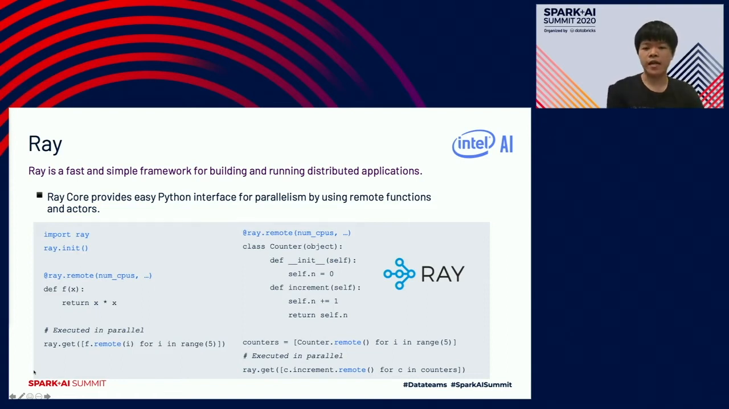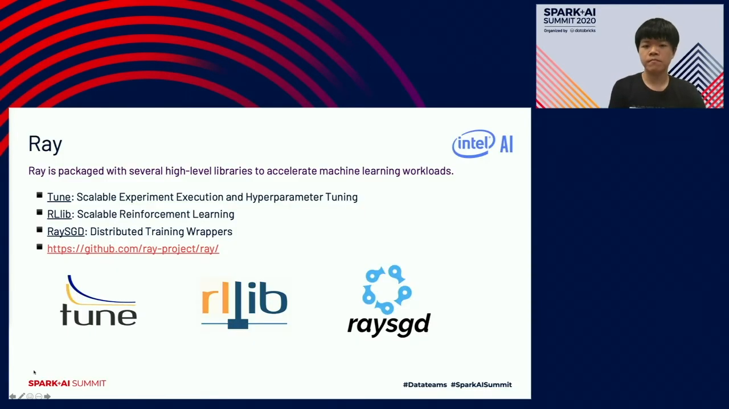Okay, so these are two simple examples of using Ray to achieve simple parallelism with a change of several lines of code. And such kind of Ray code or Ray applications can either run locally or scale to a large cluster. So actually, Ray is more powerful and useful than simply writing such kind of trivial code. Ray is packaged with several high-level libraries to accelerate machine learning workloads.